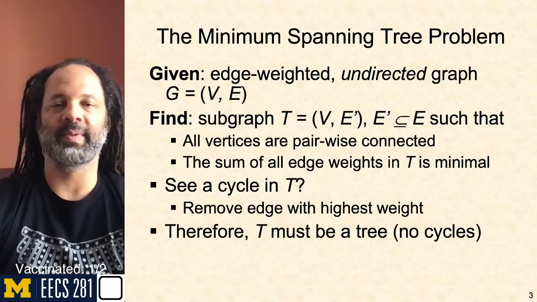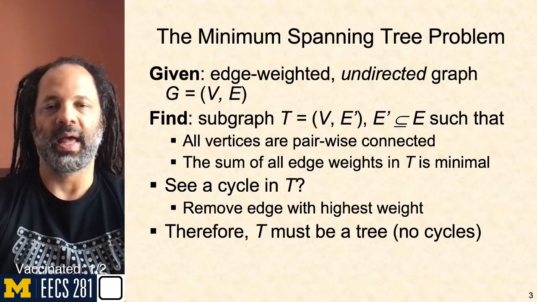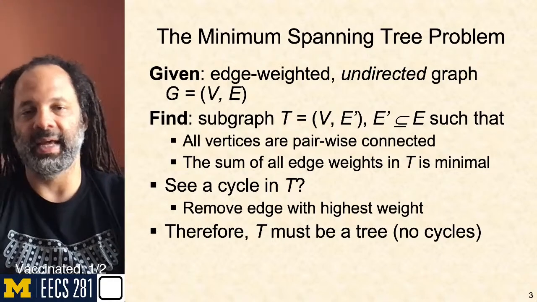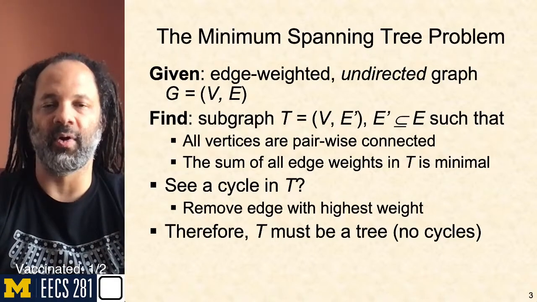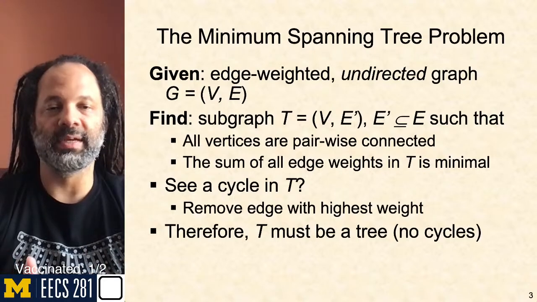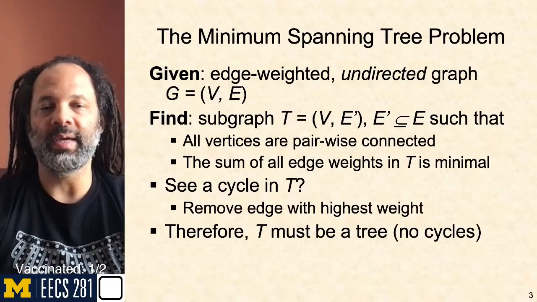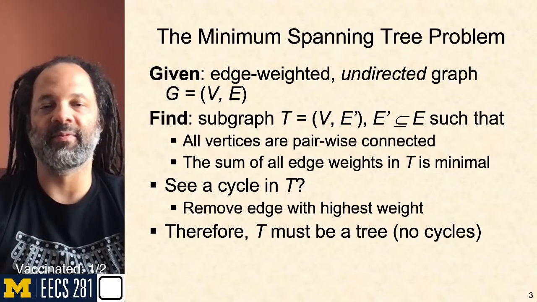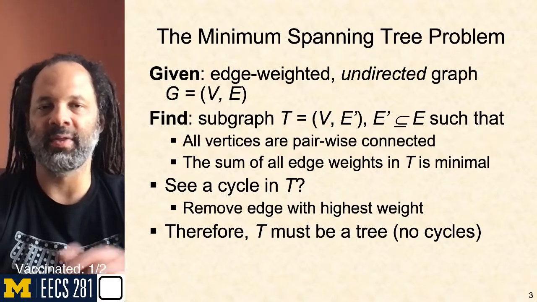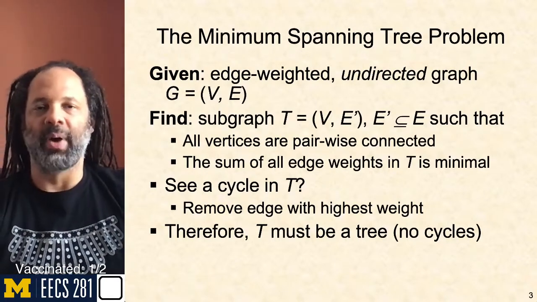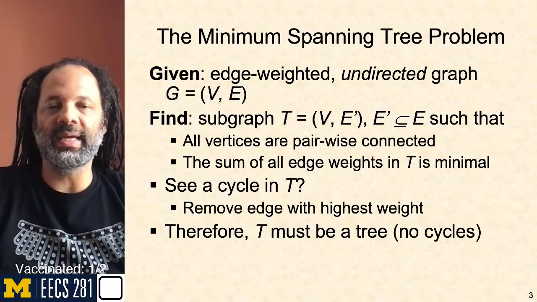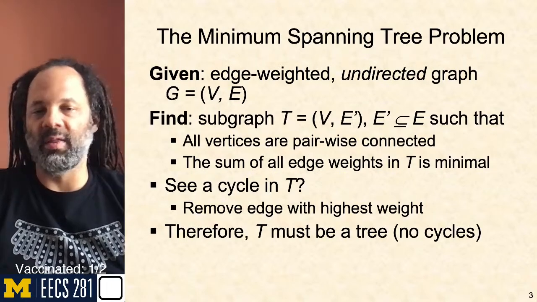Here's our formal definition of the minimum spanning tree problem. We've got this edge-weighted, undirected graph, G, which has its vertices and edges. We're trying to find a subgraph, T, such that all the vertices are there. So you see that the V's are the same in G and T, but what's different is the E and E prime. E prime is a subset of E, such that all my vertices are pairwise connected, meaning that I can get from any vertex to any other vertex. There are no islands that are part of the graph but not connected to the main body. So we're trying to find some T that has all the vertices in there and all the vertices connected.